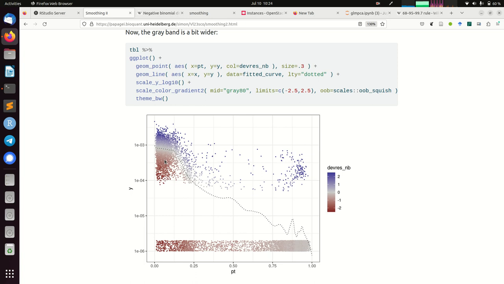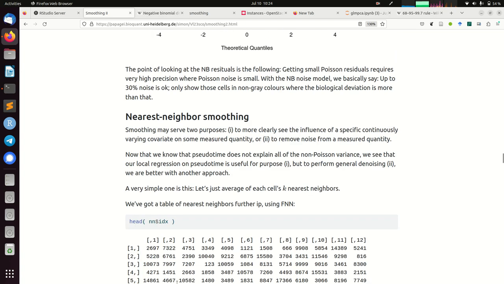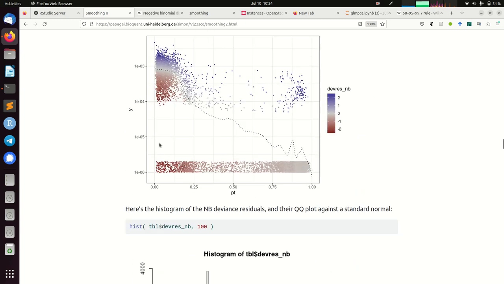Now, if we have all this extra noise, we now have to remember why we wanted to do the smoothing. And there are two reasons why you might want to do smoothing, as I've said here. We could either ask, what is the influence of one specific covariate on it? We want to know how aquaporin depends on pseudotime. And we are fully aware that the aquaporin expression depends not only on pseudotime, but we want to see the dependence on pseudotime. For this, this is, of course, the right way to go.